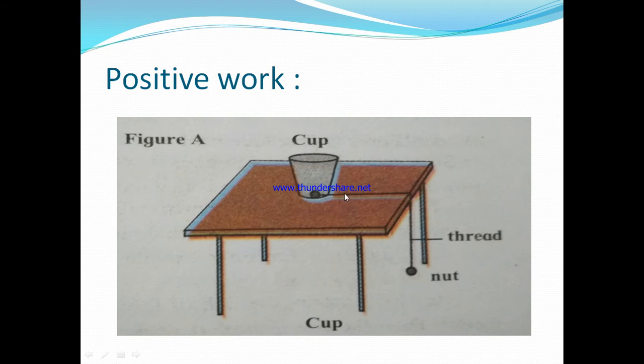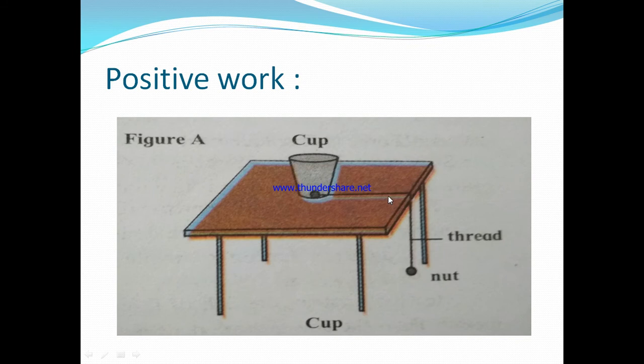Similarly, it will apply a force on this thread. That means now this thread will be pulled forward. While this thread is being pulled forward, in the direction of this force, the cup is lifted. So in the direction of this force, the work done is positive. While in the direction of this other force, the work done will be zero, because this force is perpendicular to the displacement. It is making a 90 degree angle.